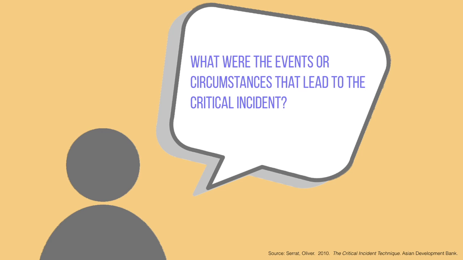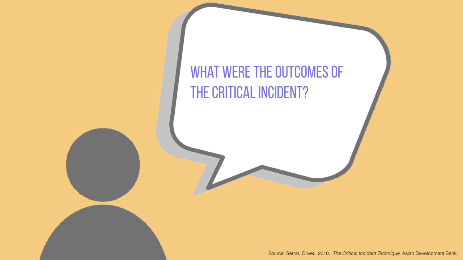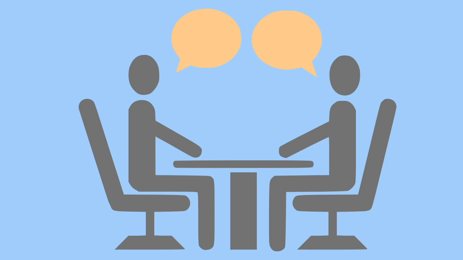Next, understand what questions need to be addressed. Olivier Surratt says this helps prioritize the intervention and its expected impact against other priorities. He says to specifically ask: What were the events or circumstances that led to the critical incident? What were the behaviors of the agents that made these events or circumstances a critical incident? What were the outcomes of the critical incident? What were the possible future outcomes if behaviors remain unchanged? What were the possible future outcomes if behaviors change based on lessons learned?